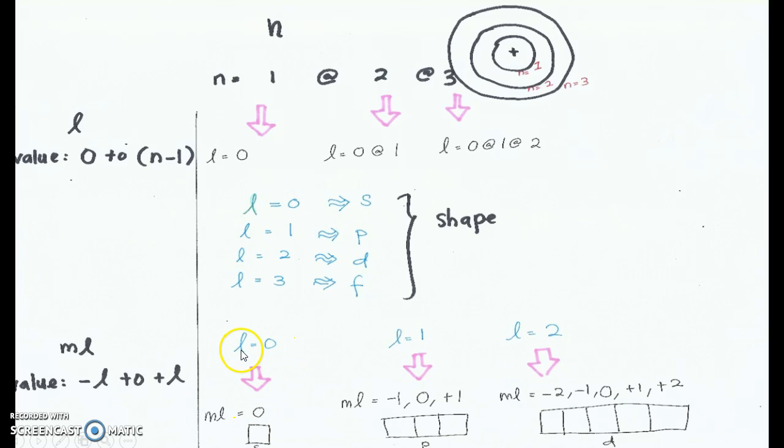So you have to recap: l equal to 0 is s, that's why s has only 1 box. Then l equal to 1 refers to the p orbital, so the p orbital has 3 boxes. And l equal to 2 refers to the d orbital, and that's why the d orbital has 5 boxes, referring to the ml values.